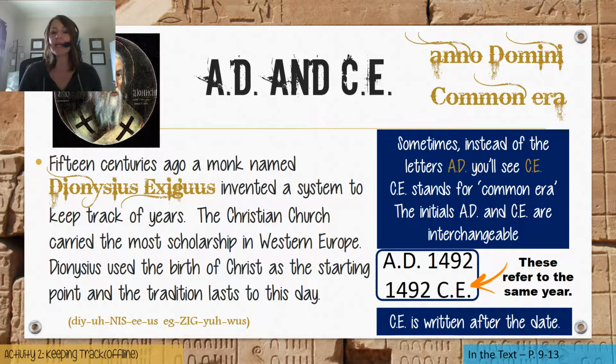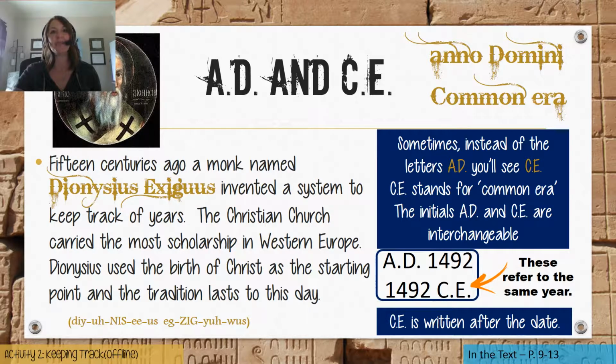But sometimes, instead of the letters AD, you might see the abbreviation CE. This stands for Common Era. So it's still the same starting point, just instead of using AD, in the year of the Lord, you're going to use CE, which stands for Common Era. All right, so AD and CE are interchangeable. The only difference is that, remember, AD goes before the number, CE always goes after the number. So AD 1942 and 1942 CE are the exact same year. You're just using different abbreviations. So CE is written after the date.